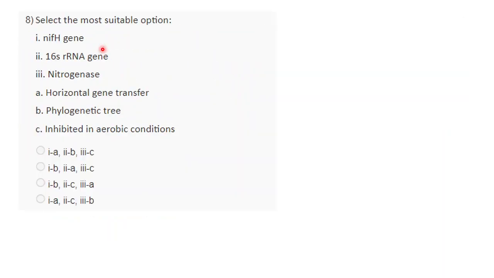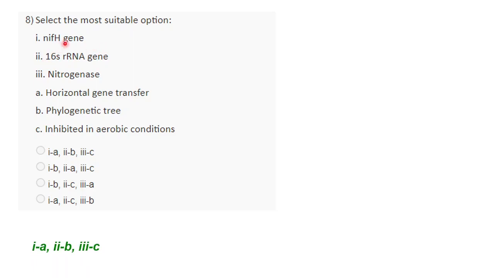Select the most suitable option. NIFH gene, 16S rRNA gene, nitrogenase, and then there are 3 further options. Anybody? At least try. Option A. Option A is 1A. Okay, 2B. Correct. 1A, 2B, 3C.